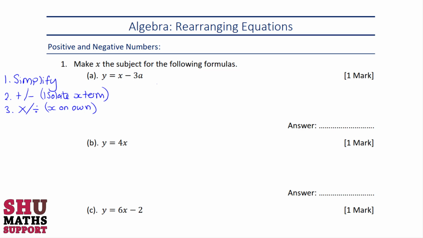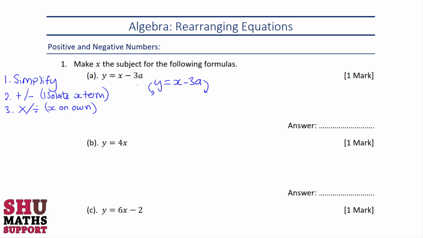With this example we have y equals x minus 3a. On the left hand side we have y, and on the right hand side we have x minus 3a, so we can't simplify either side. We move on to step 2, using addition or subtraction to isolate the x term. We can get rid of the minus 3a by adding 3a to both sides. I like to write little arrows just to make sure we're doing it to both sides.